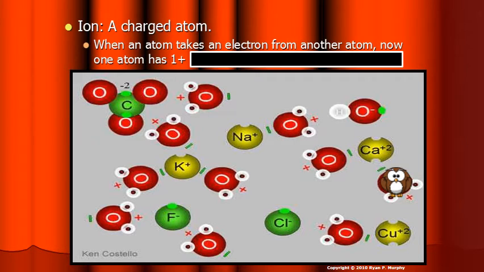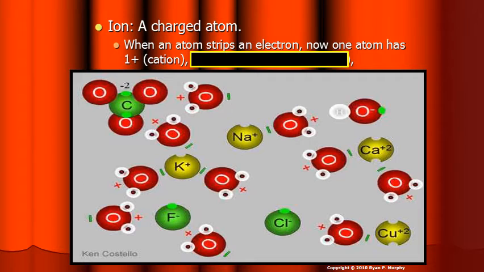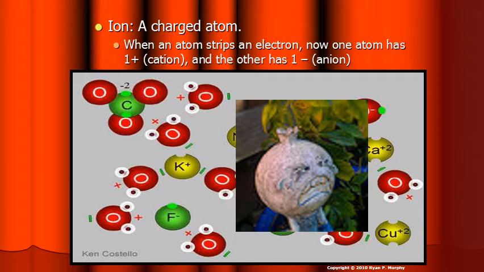So that leaves us with two different types of ions that we can have. When an atom takes an electron from another atom, now one of those atoms has more protons, so it's positive, and that's called a cation. It's kind of a happy cat face. And the other one is going to have more electrons than protons, so that is going to be negatively charged, and that is called an anion. Think of like a grumpy onion.